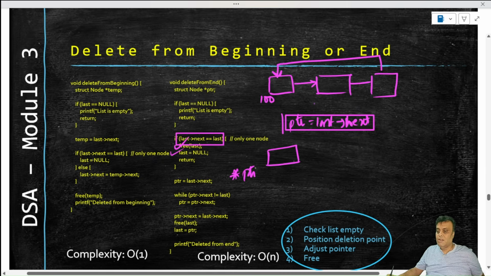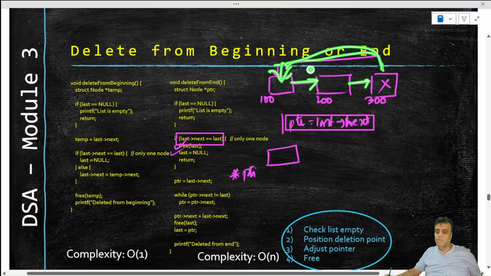And this is 100, this is 200, this is 300. We are supposed to delete this. Right? So what will PTR do? PTR will traverse to the end. How will PTR know that it has reached the end? Again the same thing. PTR next will not be equal to the head. So by moving forward, at some point it will come back here. So it will go here, then it will go here, then it will come back here.